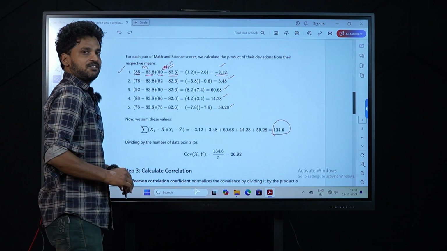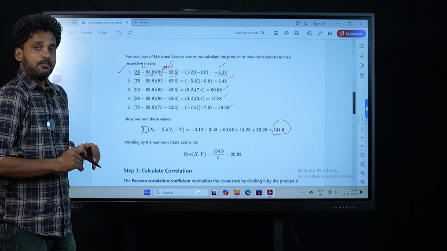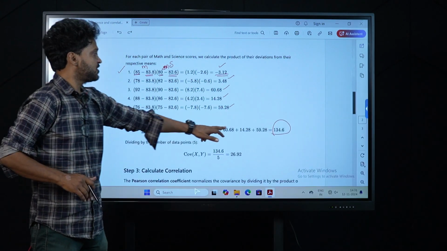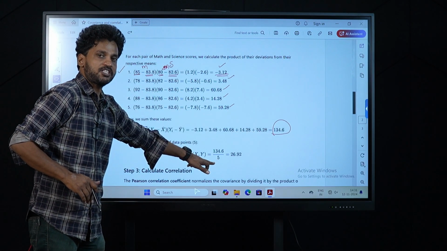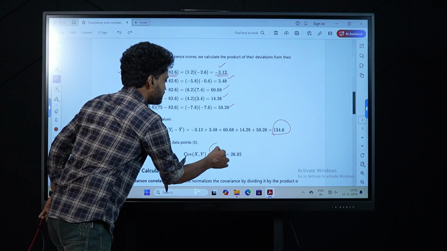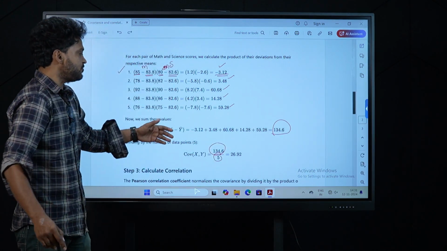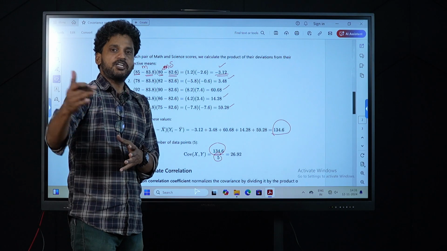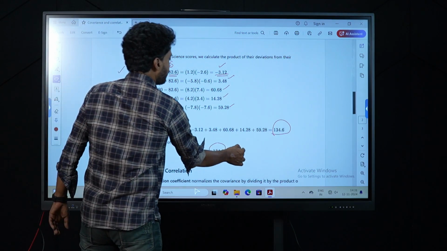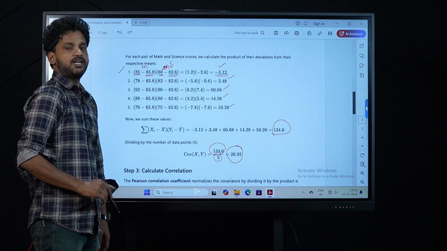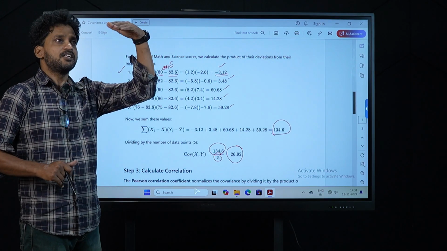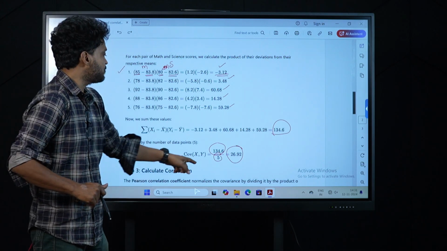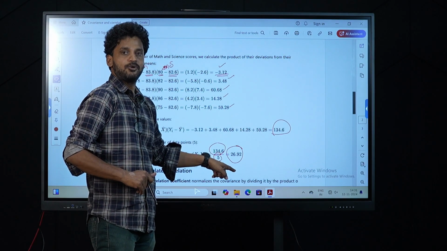134.6 is the sum of the product of all the deviations. This should be divided by 5 to get the average of the sum of the products of all the deviations. This is 26.92. In this case, for these two data sets, the covariance between the scores of maths and science is equal to 26.92.